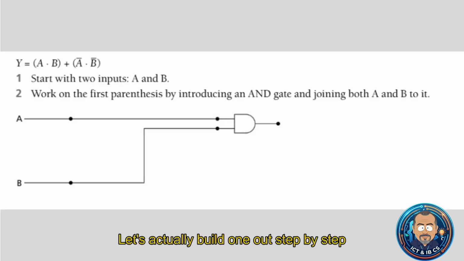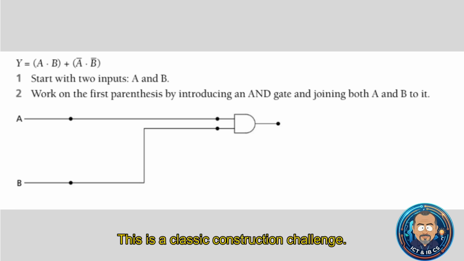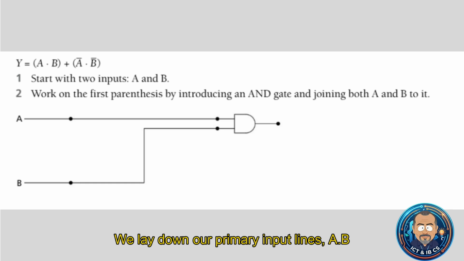Let's actually build one out step by step to see this in action. Take the equation y equals (a and b) or (not a and not b). This is a classic construction challenge. Sticking to our rules, we tackle the parentheses first. We lay down our primary input lines, a and b. For our first parenthesis, which is simply a and b, we draw physical lines from a and b directly into a single D-shaped AND gate. Awesome, that isolated block is complete.